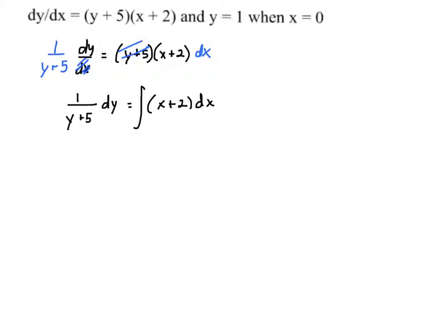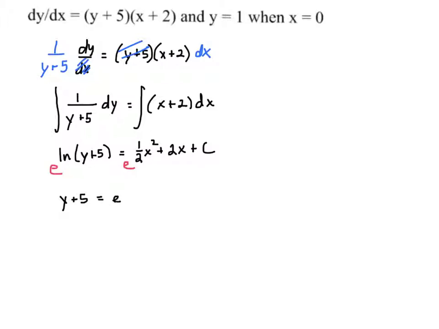Now we integrate. The natural log of y plus 5 equals 1/2 x squared plus 2x plus c. Let's take e to both sides. A lot of that happens here. So we got y plus 5 equals e to the 1/2 x squared plus 2x. I'm going to multiply by e to the c again, which means I'd have y plus 5 equals a constant times e to the 1/2 x squared plus 2x.